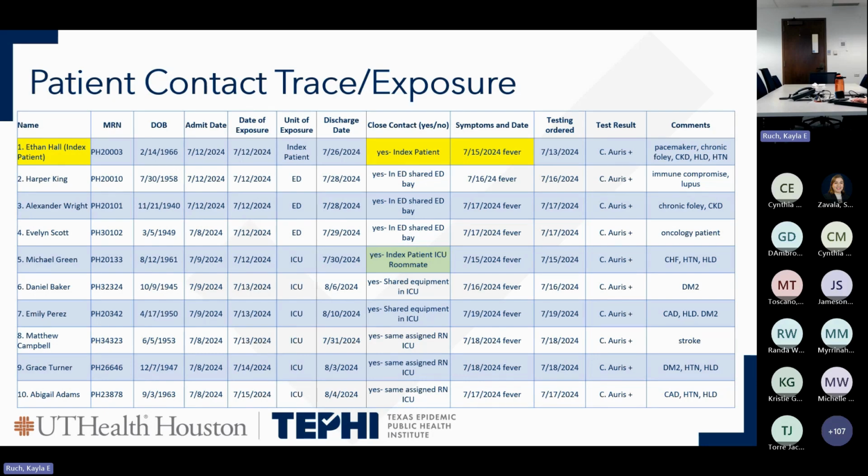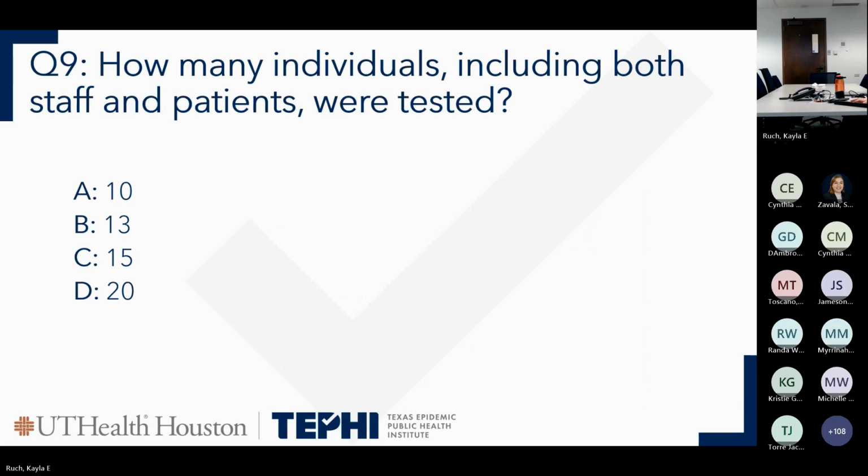So then here is that spreadsheet with additional information: symptom dates, when they were having it, days that you ordered the test, their test result, and additional information that would potentially be risk factors. So based on staff and patients, how many people were tested for this specific outbreak or contact trace event? Was it 10? Was it 13? Was it 15? Or was it 20?